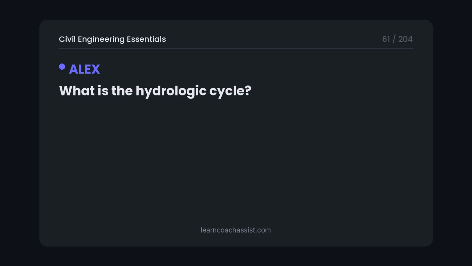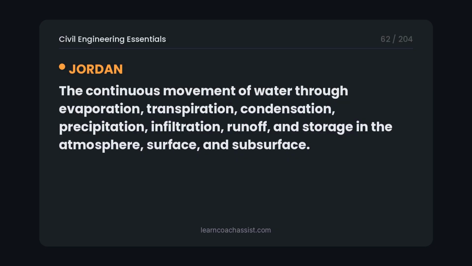What is the hydrologic cycle? The continuous movement of water through evaporation, transpiration, condensation, precipitation, infiltration, runoff, and storage in the atmosphere, surface, and subsurface.